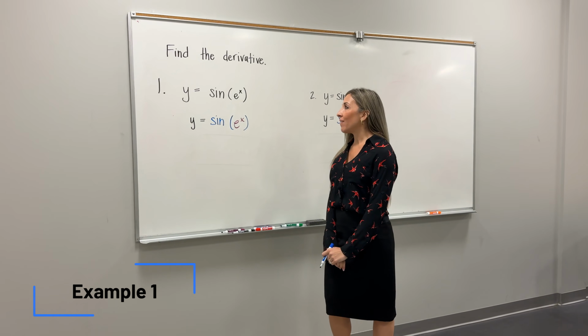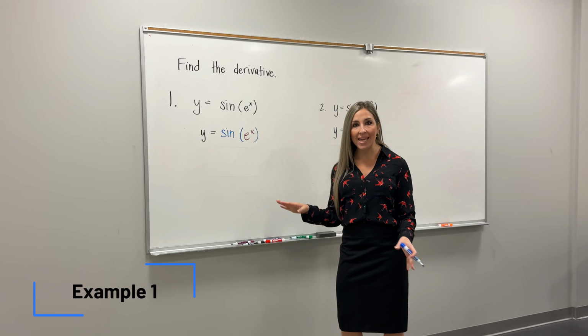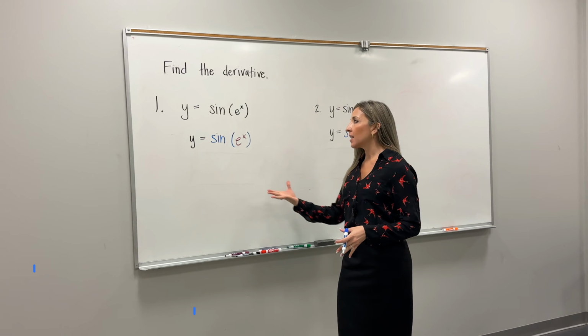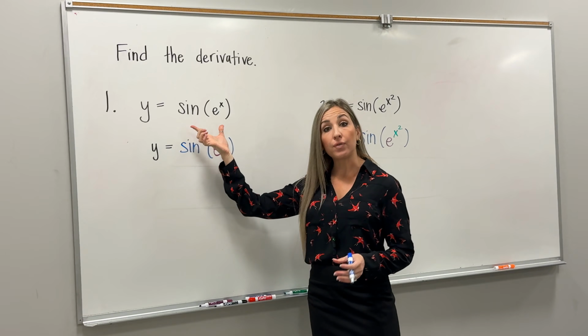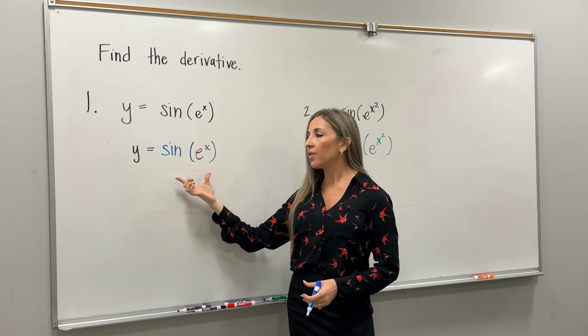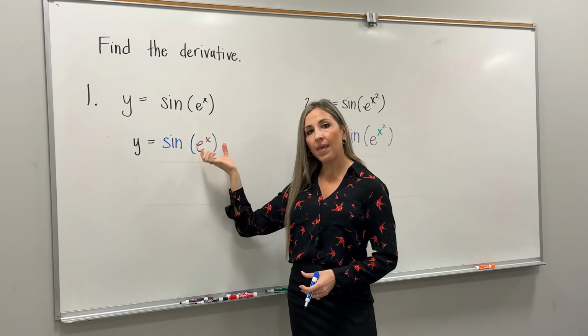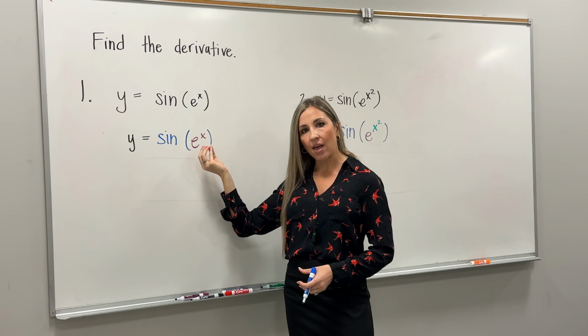All right, find the derivative. Example 1, we have y equals sine of e to the x. So this involves a composition of two functions, which we've color-coded for you here. We have sine of something, and then e to the x is our other function.